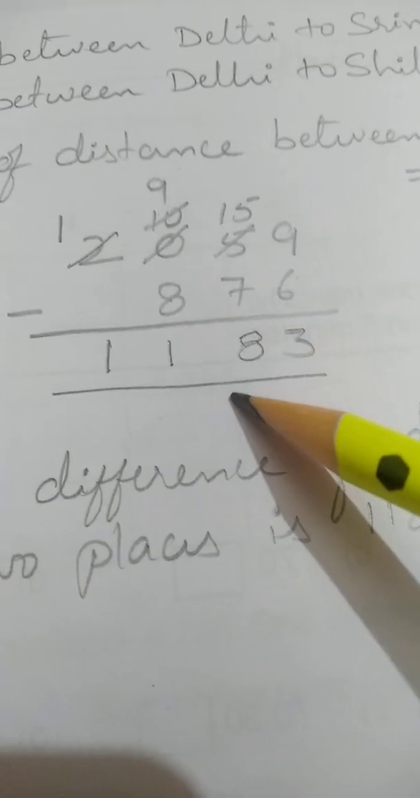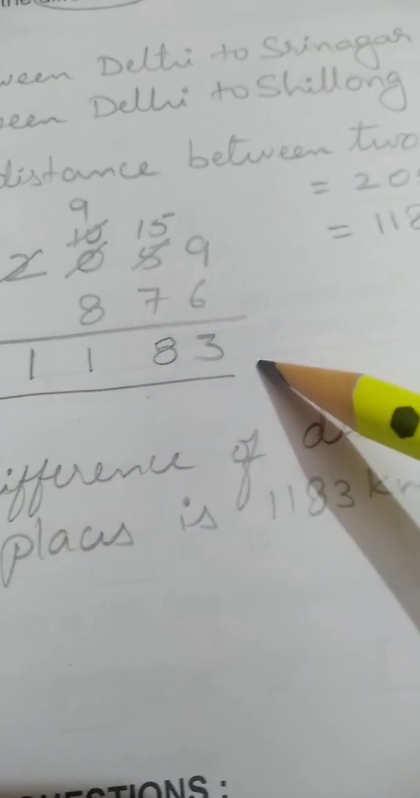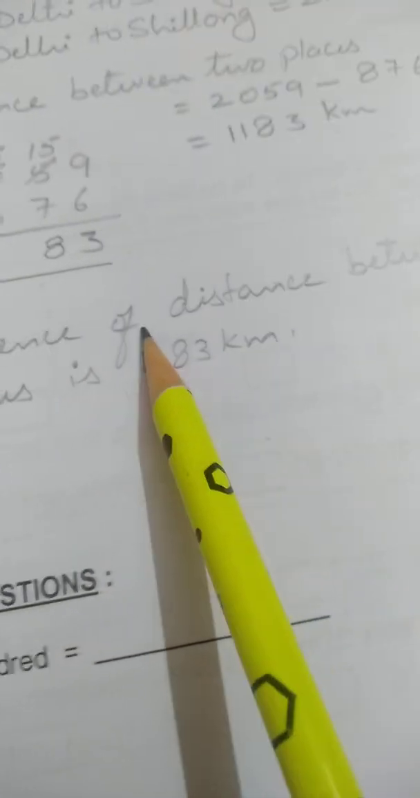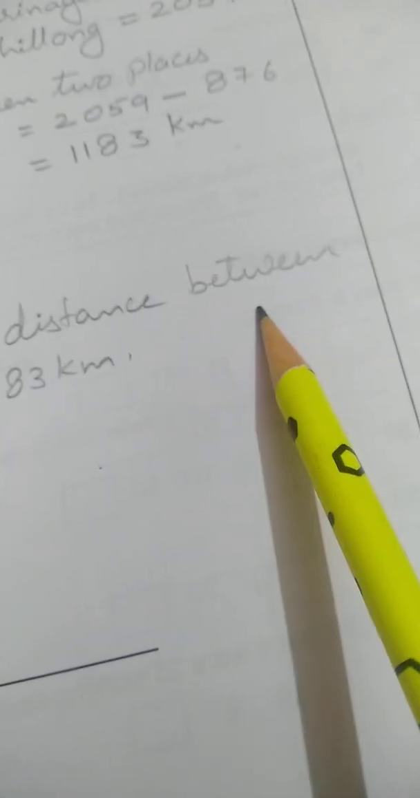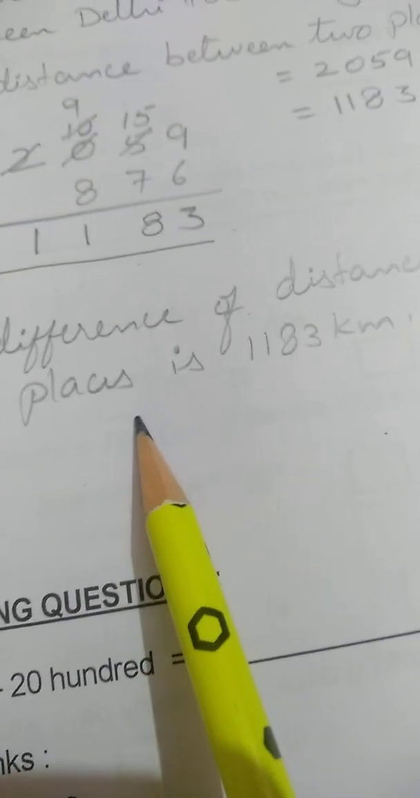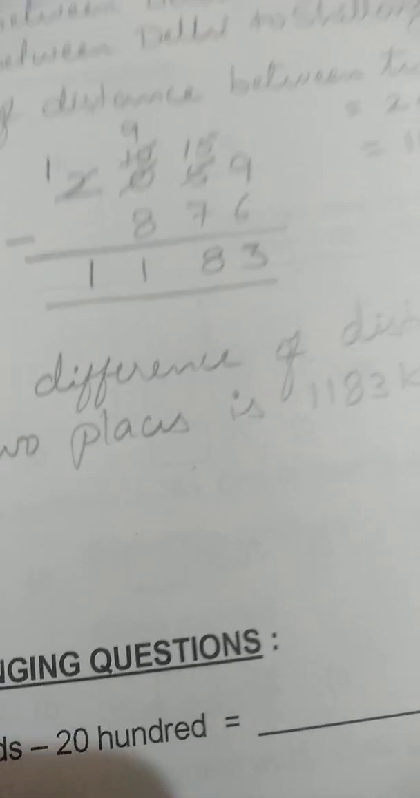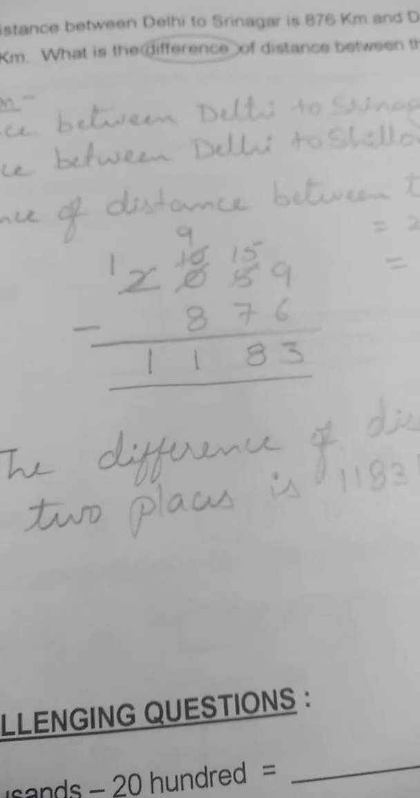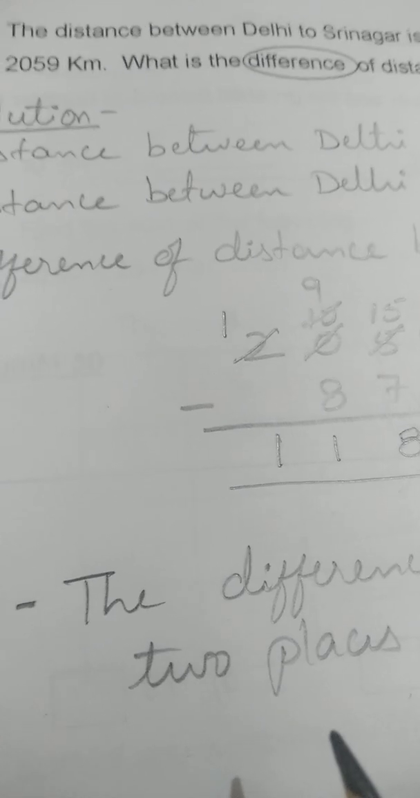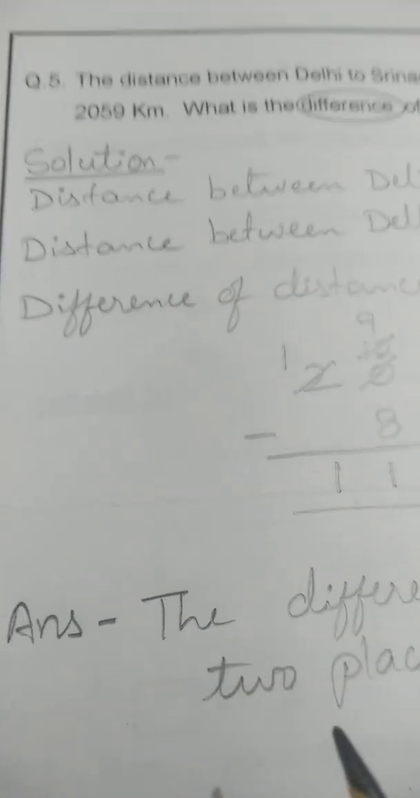So you have to find the difference of distance between the two places. 2059 minus 876 is 1183 kilometers. So the difference of distance between the two places is 1183 kilometers. Okay, this is how you will solve the word problems.